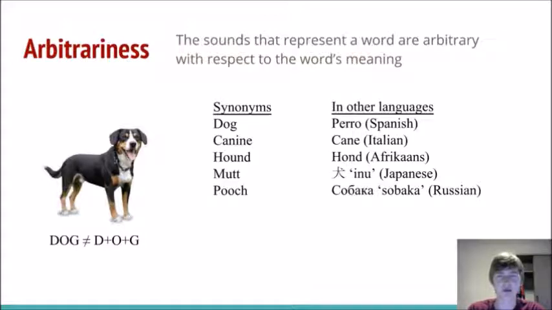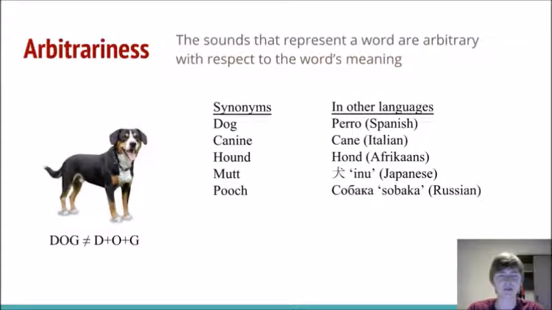So you could say that the choice of spelling dog as D-O-G is arbitrary in terms of the language. You can also look at synonyms for dog, such as canine, hound, mutt, and pooch, and you can see that the sounds that make up those words really don't have anything in common either. And on top of that, if you look at the word for dog in other languages, you see perro, cane, hound. They don't really share any sounds in common either.